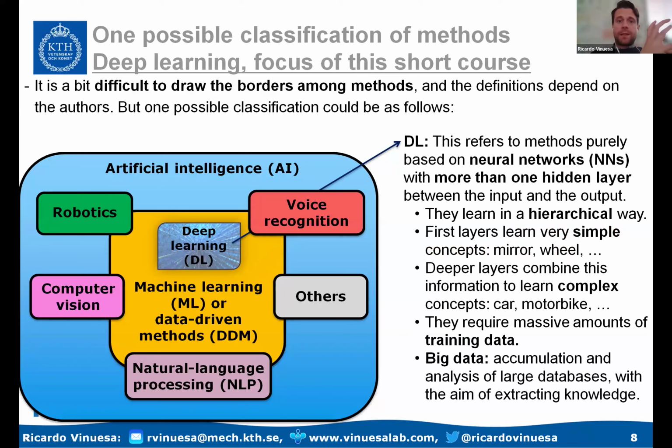Deep neural networks work in a hierarchical way. So the first layers typically identify simpler objects in the data, like a mirror or a wheel. Then you apply a series of nonlinear operations so you can reach hierarchically a progressively more complex set of features, like a car or a motorbike. And they require large amounts of data to be trained. So that's where the concept of big data comes in, which is basically being able to store and analyze large amounts of data for extracting knowledge from it.